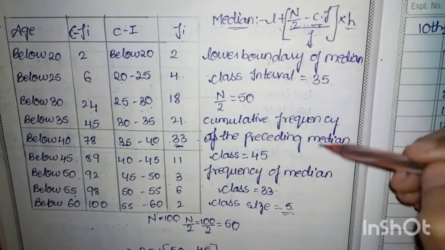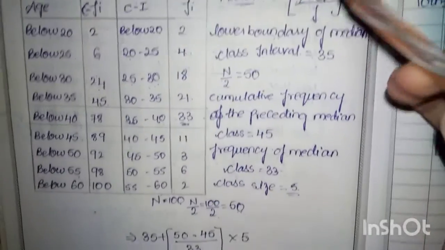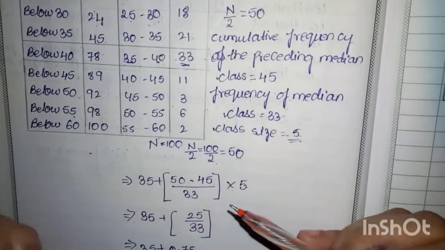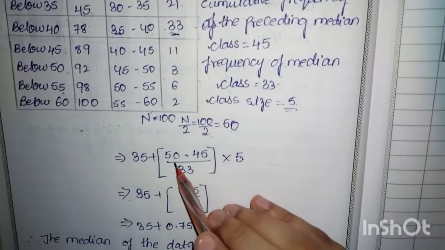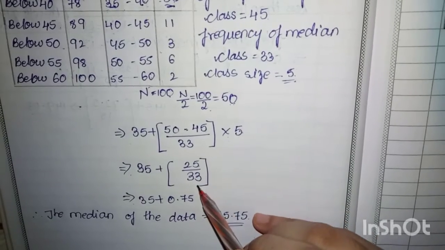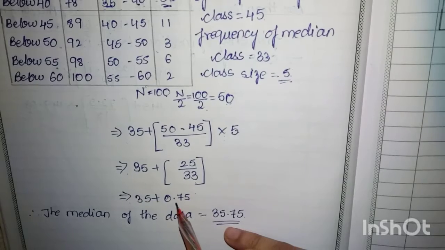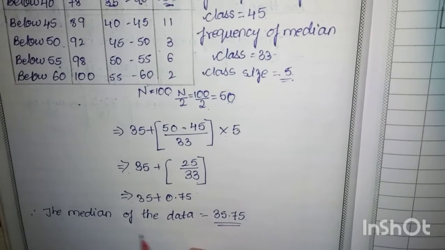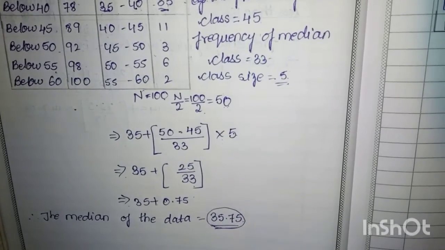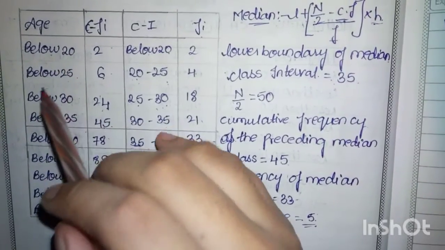Now that we have all the values, we just substitute them into our formula. When you substitute all these values, you get it in this form. On simplification, 50 minus 45 is 5, 5 into 5 is 25, so 25 by 33. On doing the division, the answer is 0.75. Therefore the median of the data, on adding these two values, is given in this way.